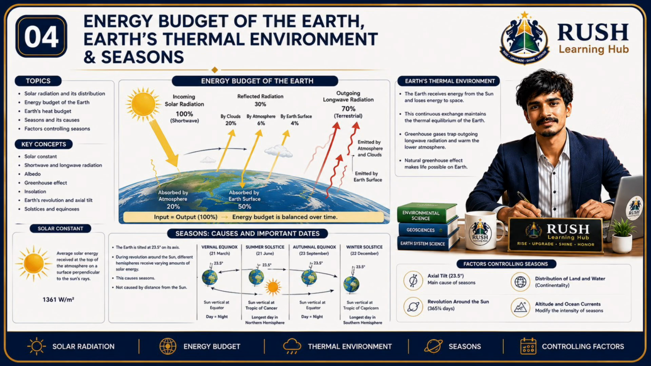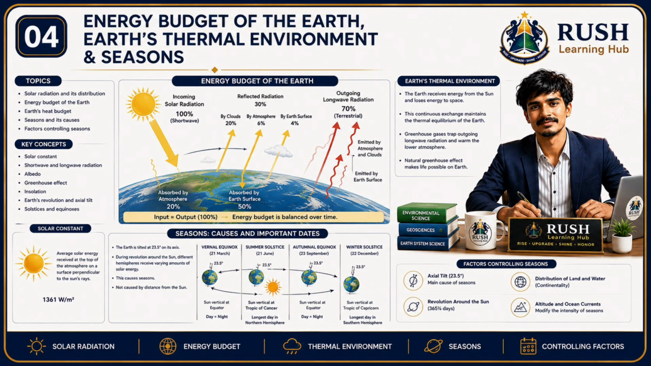The concept of energy budget refers to the balance between incoming solar radiation and outgoing terrestrial radiation. In a state of equilibrium, the amount of energy received by the Earth is equal to the amount of energy lost to outer space. This condition is called steady state or dynamic equilibrium. Approximately 30% of incoming solar radiation is reflected back to space, while about 70% is absorbed by the atmosphere, oceans, and land surface. The absorbed energy is later emitted in the form of long-wave terrestrial radiation.